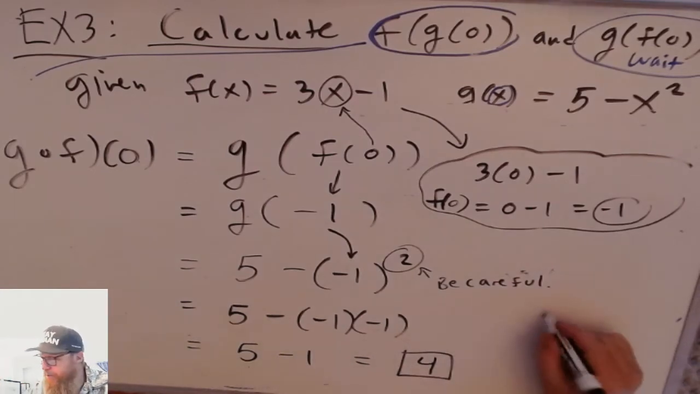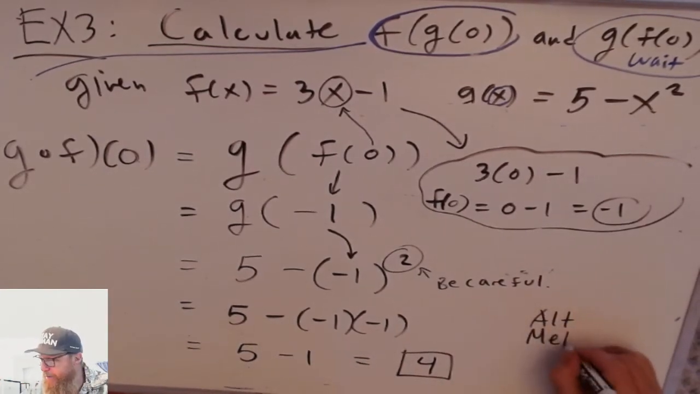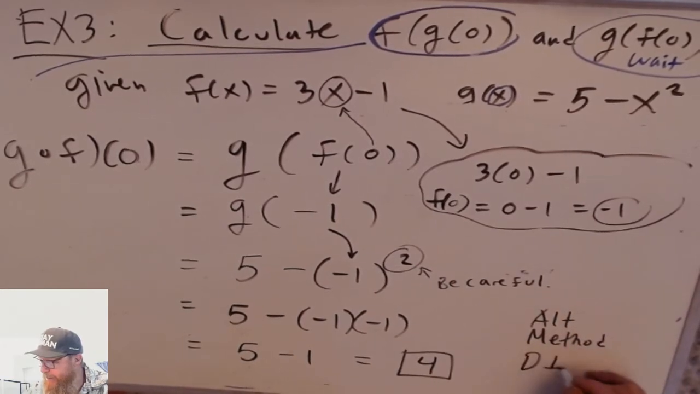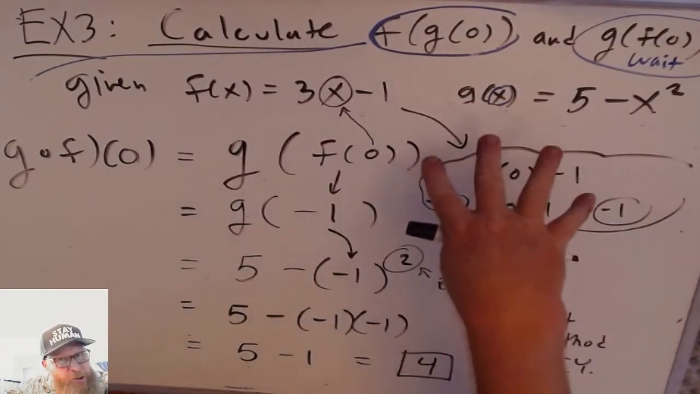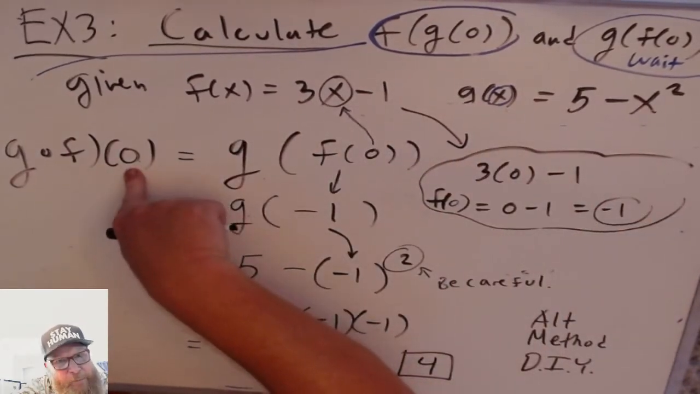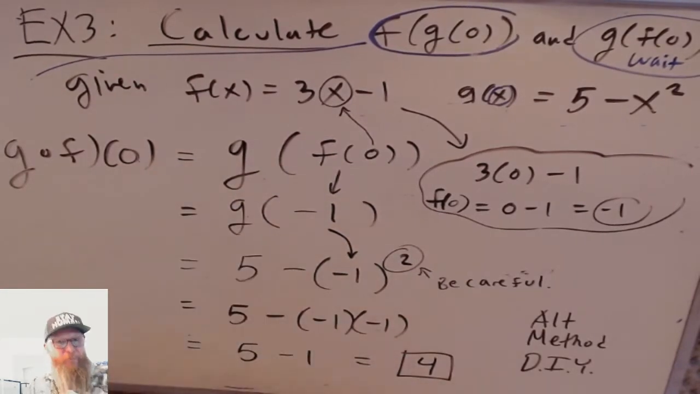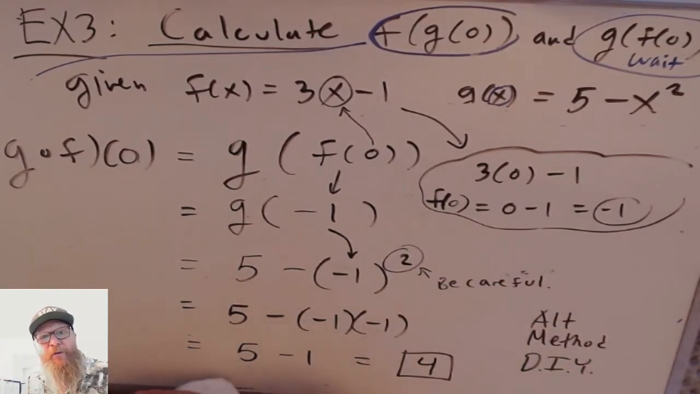I'll leave it to you if you want to do the alternative method. I'll say DIY. You will still get 4. So I recommend trying that. In other words, do it with just X, and then when you're done, plug in 0, and you should get 4. If you decide that the alternative method is better for you, then you should do it that way. I want you to do it the way that you feel comfortable with.